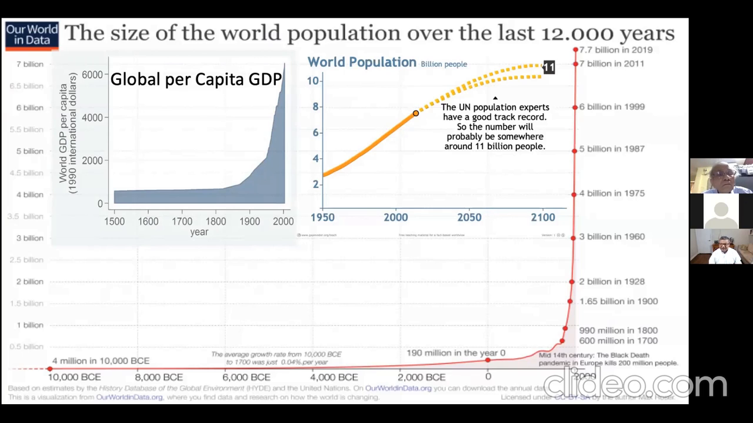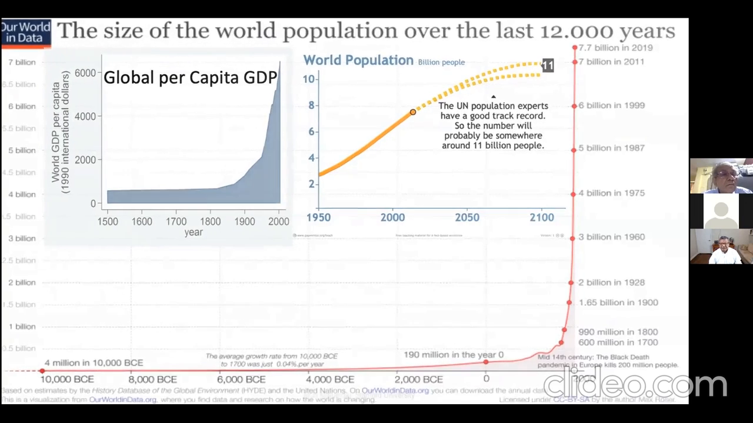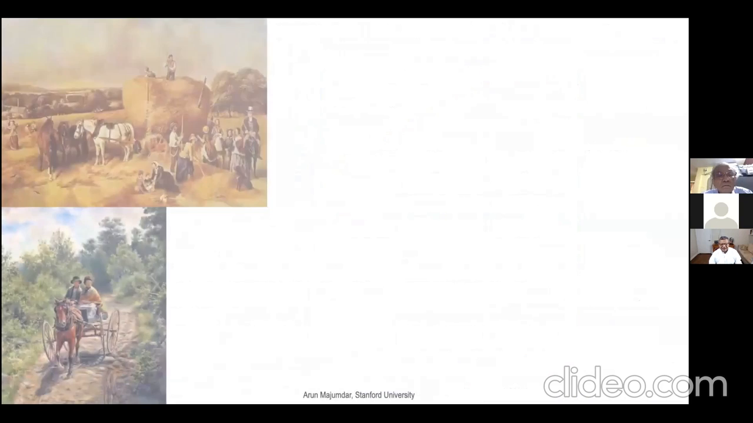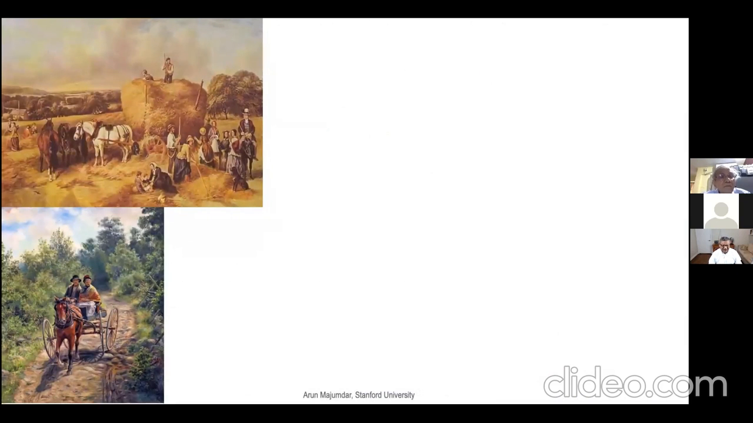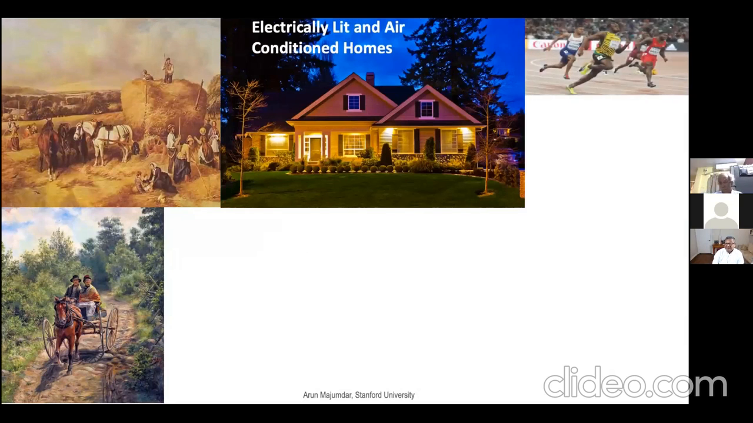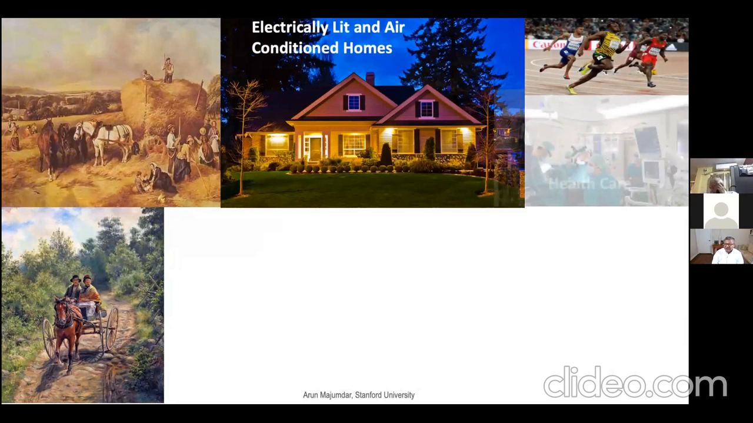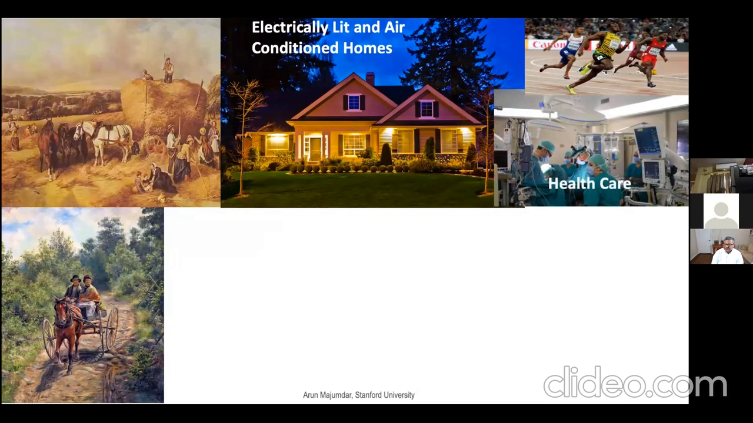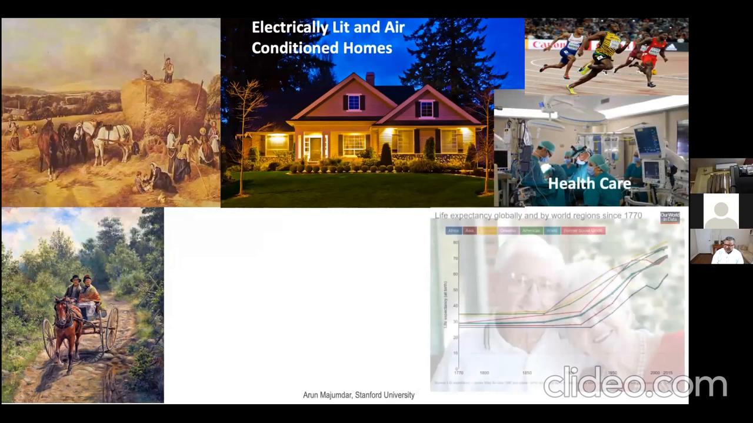What was life like? We sometimes forget what life was like. In some parts of the world, life is still like that. Life used to be like this. It's agricultural. The transportation used to be by horses, by animal power. And now we live in electrically lit and air-conditioned homes. We can watch Usain Bolt run the 200 meters on a television, and we have healthcare.